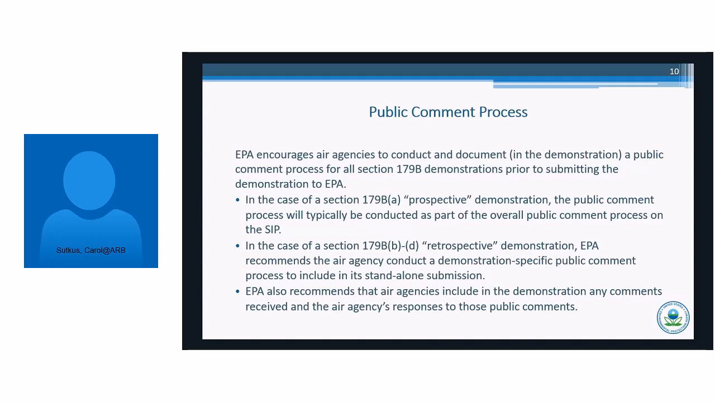In the case of a prospective demonstration, this would likely be conducted as part of the public comment process on the overall attainment plan. In the case of a retrospective demonstration, which are typically a standalone submission, we recommend the air agency conduct a demonstration-specific public comment process to include in its standalone submission to EPA.